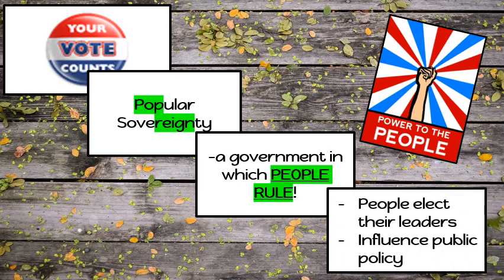The way that we utilize the principle of popular sovereignty is because we elect our leaders and we influence public policy. It's the role in which we play. We have the power. We can hire you, we can fire you. We can change policies, we can improve policies. It's in the hands of the American people. We have the power. Pause if you need to, move on when you're ready.